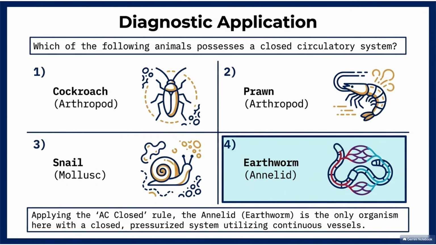So if this question is given, which of the following animals has a closed circulatory system, you have to remember the answer will be Annelida and Chordata. So this is the one-fourth answer. Cockroach is Arthropoda, prawn is also Arthropoda, snail is Mollusca. So apply this rule: AC closed. When the AC is on, obviously in your house, the AC is on, so you have to close the room. So AC means Annelida and Chordata, so they have closed circulatory system.